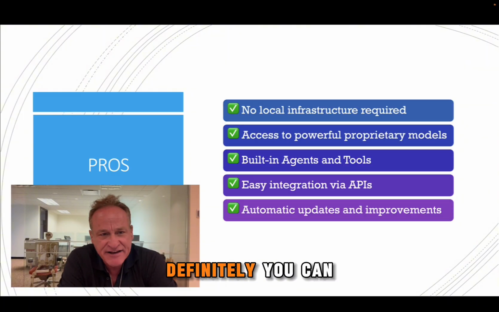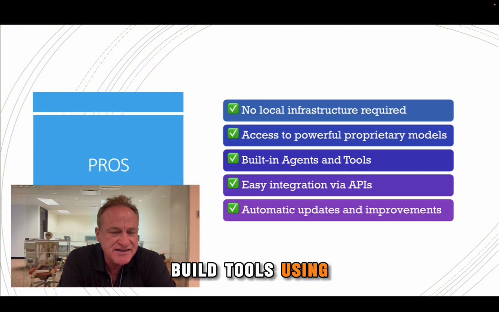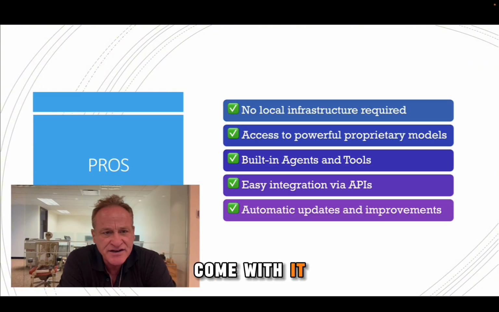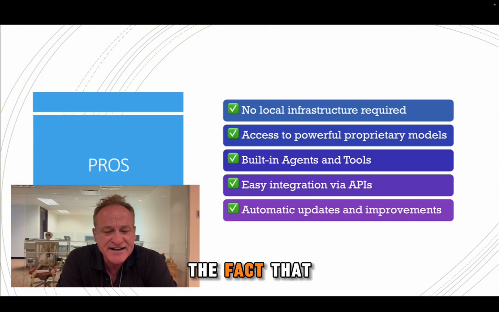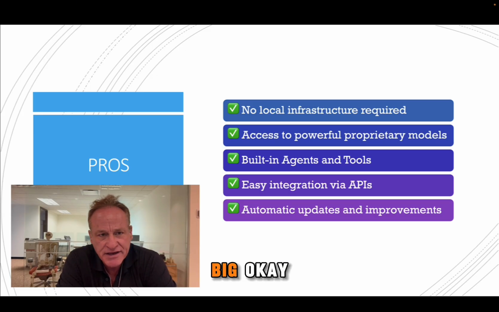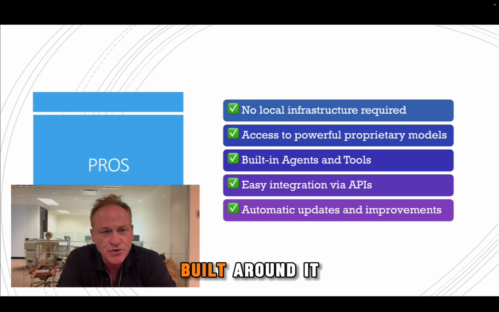And you can definitely build tools using the APIs that come with it. So the fact that you don't have to do anything is definitely a pro. Other pro is you have access to powerful models. And I don't think it's just the fact that the models are so powerful, it's that the models are so big, okay? And there's so much stuff that's built around it.